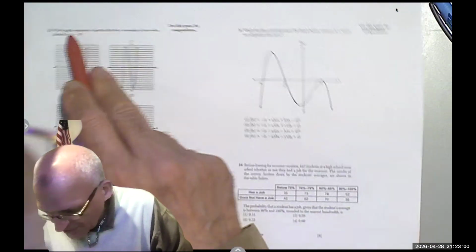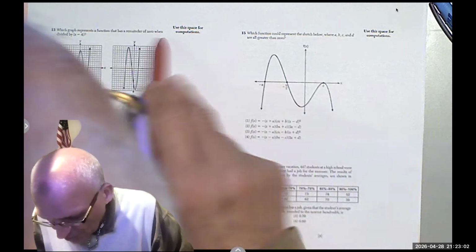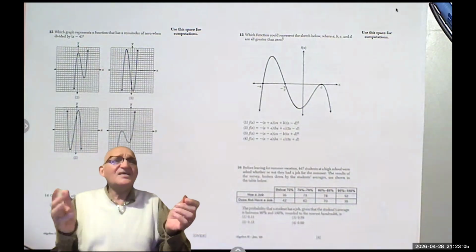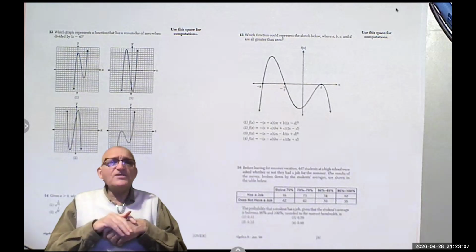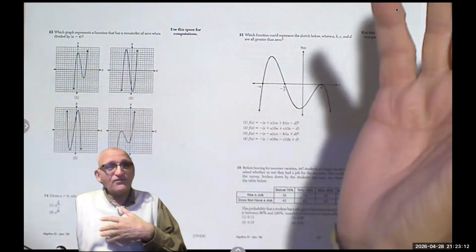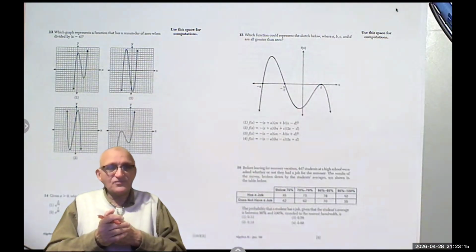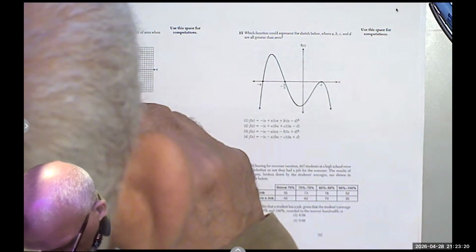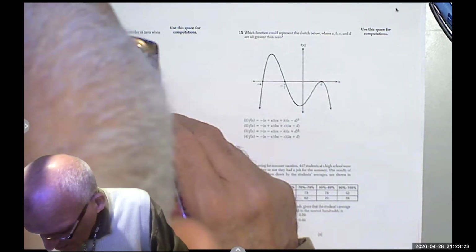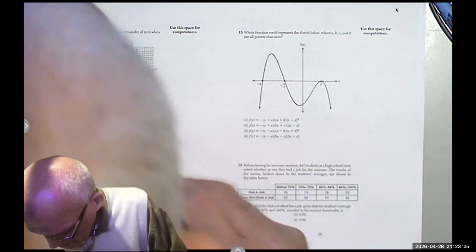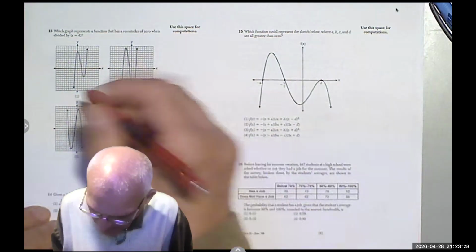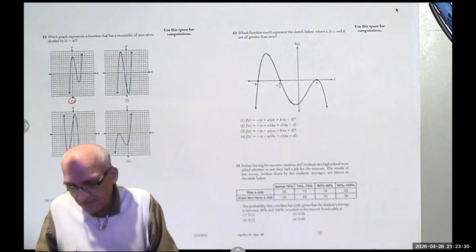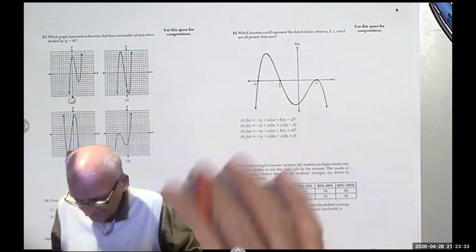Next page, number 13. Which graph represents a function that has a remainder of 0 when divided by x minus 4? It's another way of saying which graph has a 0 at 4, right? If it has a 0 at 4, meaning it's divisible by x minus 4. So it has to be number 1. That's the only one that will be divisible by x minus 4.